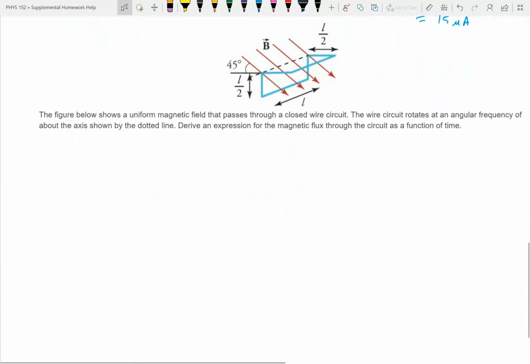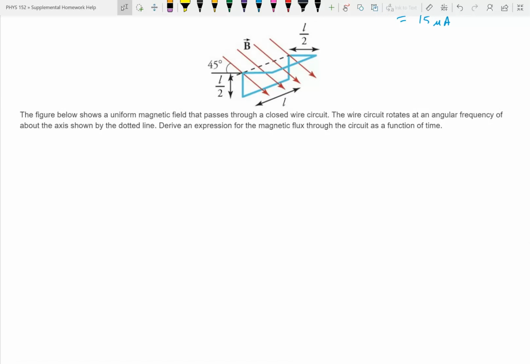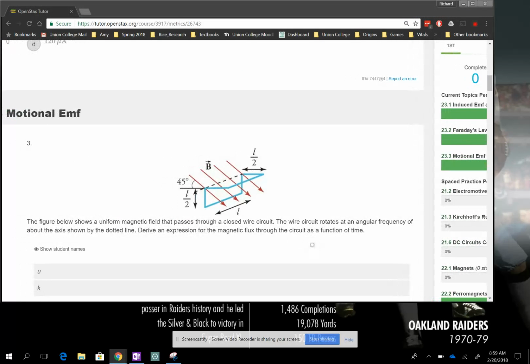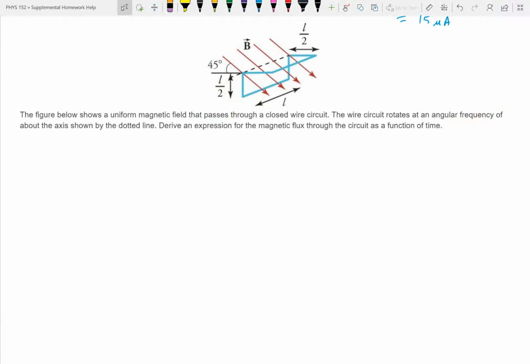Alrighty. The figure shows a uniform magnetic field that passes through a closed wire. So this is a loop. It's got a bend in it. The wire circuit rotates at an angular frequency of blank. I swear I didn't cut it off. Yeah, there's no number there. Well, that helps a lot. Look at our answers, U and K. People are really trying. I'm just going to put omega here. We'll figure out how that works.